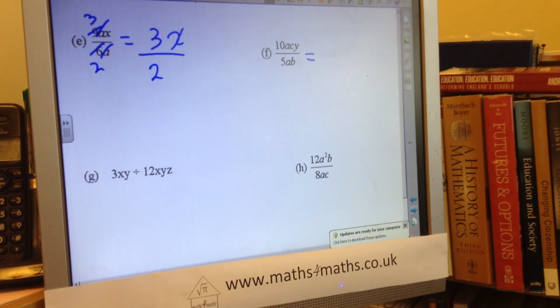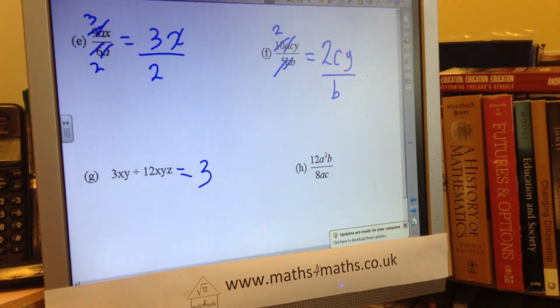F. The numbers again, 5 here 1, 5 here 2. So in terms of number, we're left with only 2. A cancels out 1a, and we have no more a's. There is no b up here, and there's b down, so nothing can cancel. We'll be left with c, y as a numerator, and then b as a denominator.